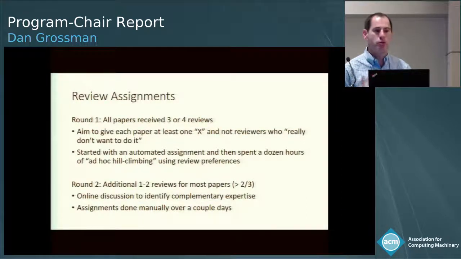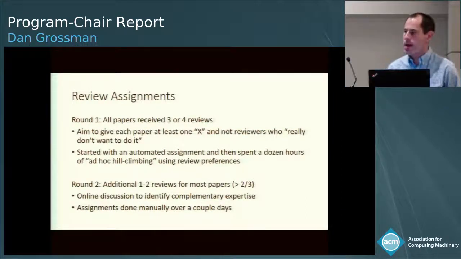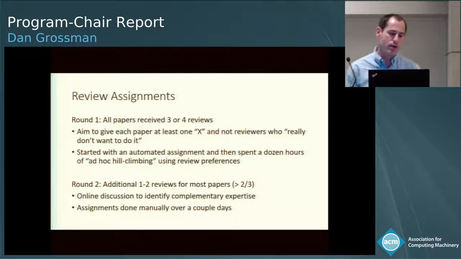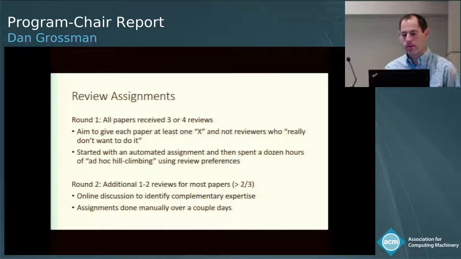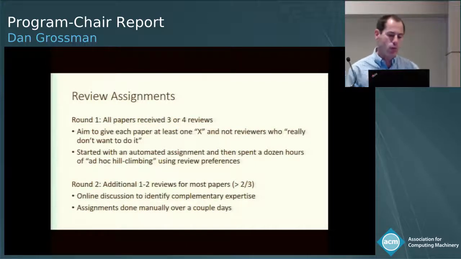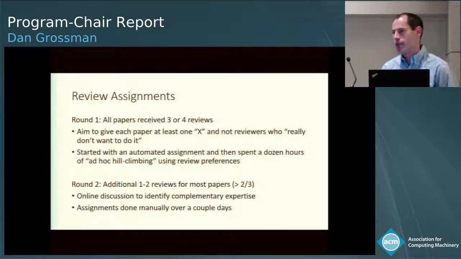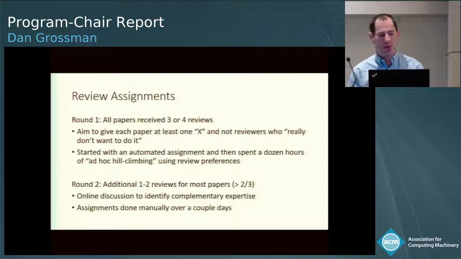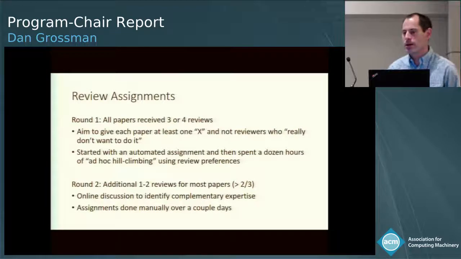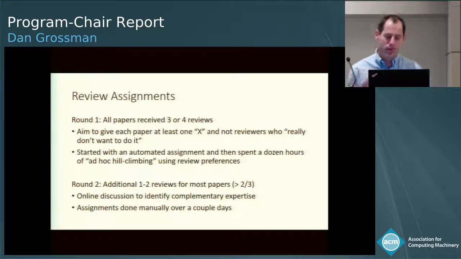Reviews were done in 2 rounds. In the first round, every submitted paper received 3 or 4 reviews. My goal in the assignment was to make sure each paper got at least 1 expert review, as well as trying not to give papers to reviewers who really didn't want those papers. It's a mix of automated assignment, right? The software that we use can take even those hybrid bids into account and try to do a good job.